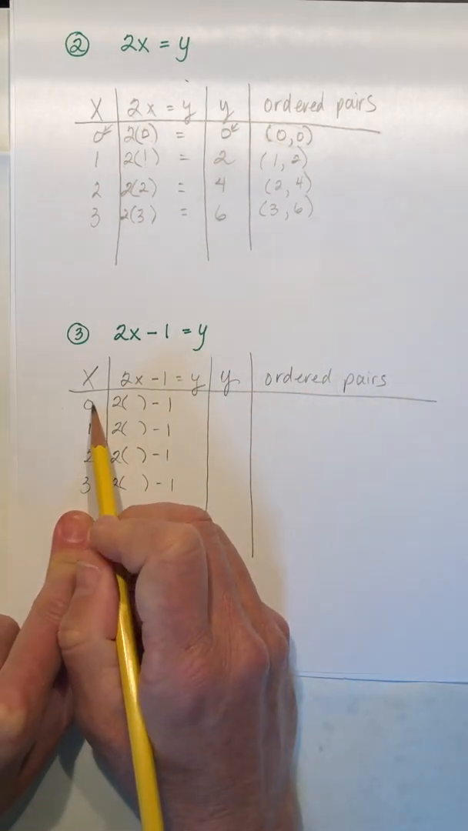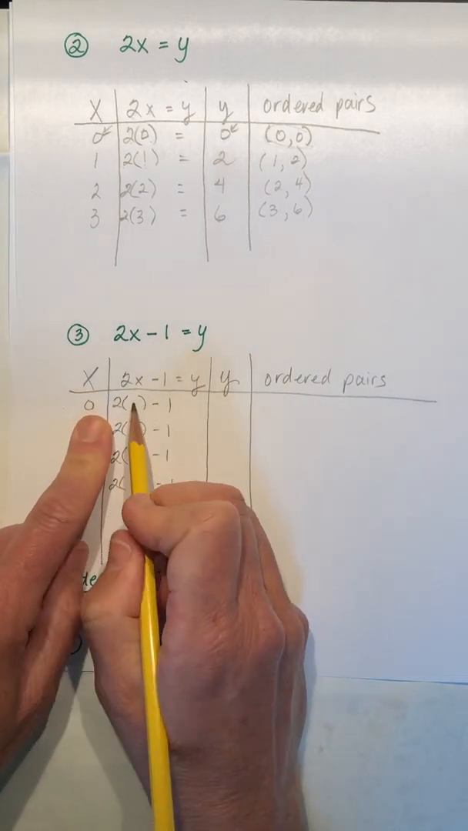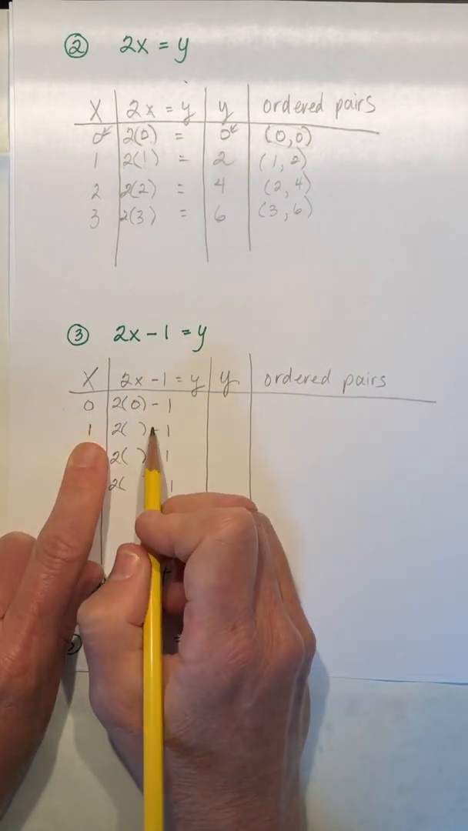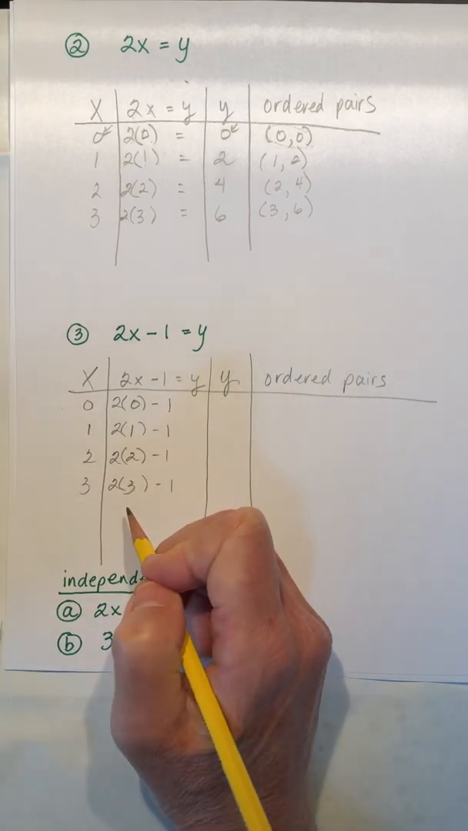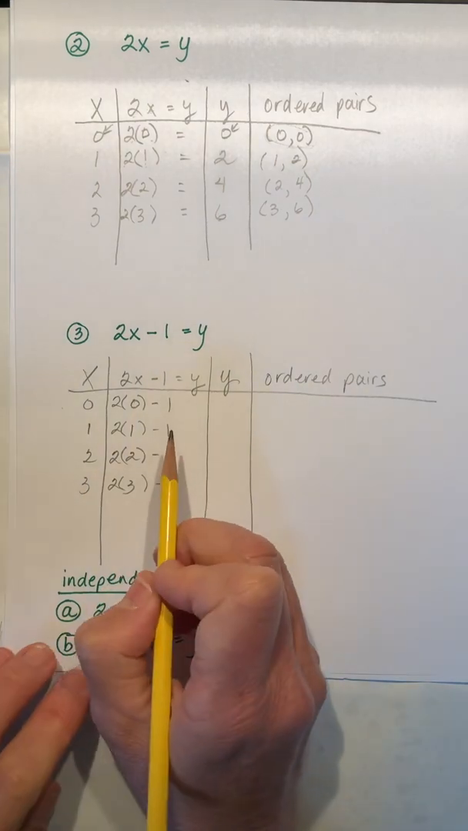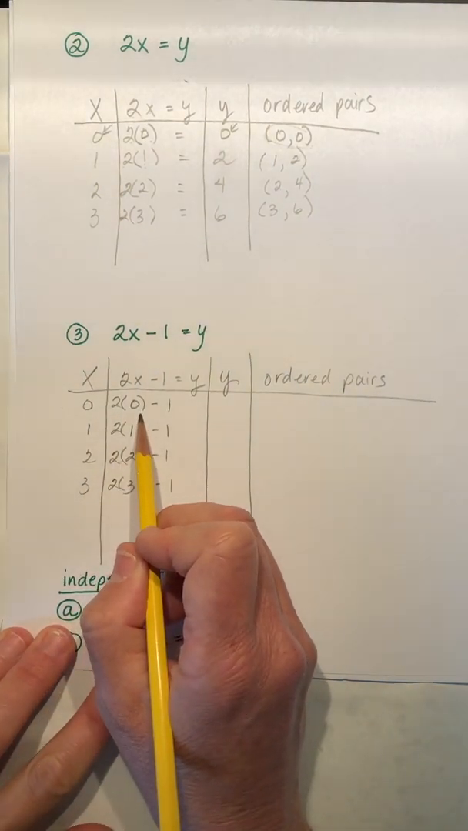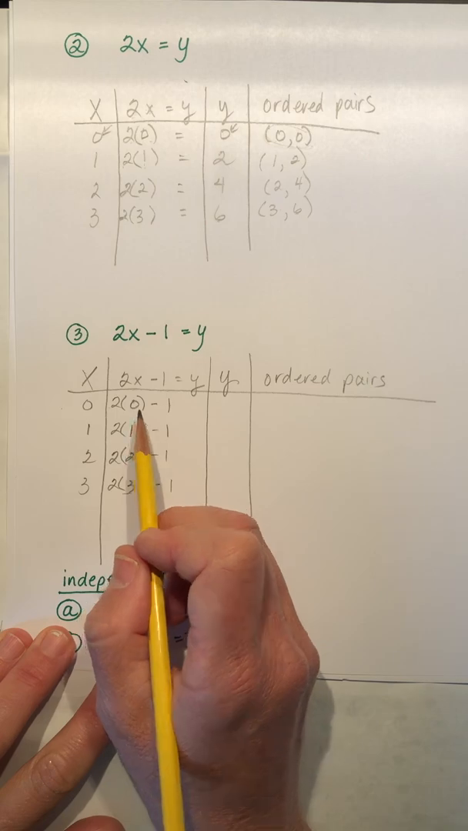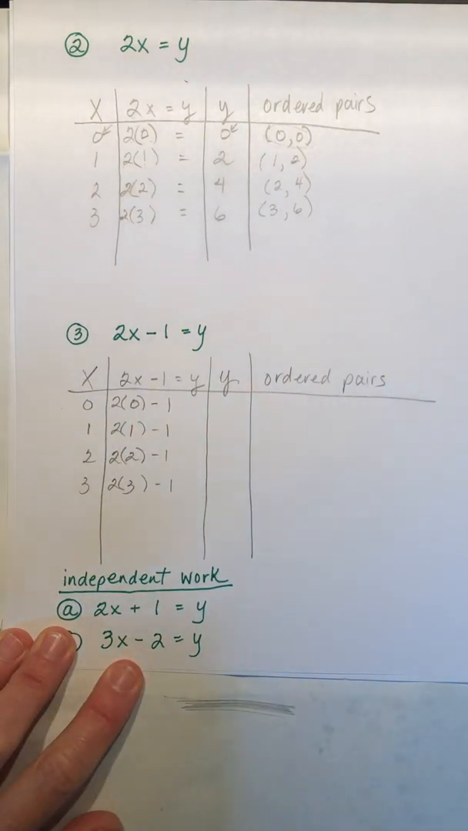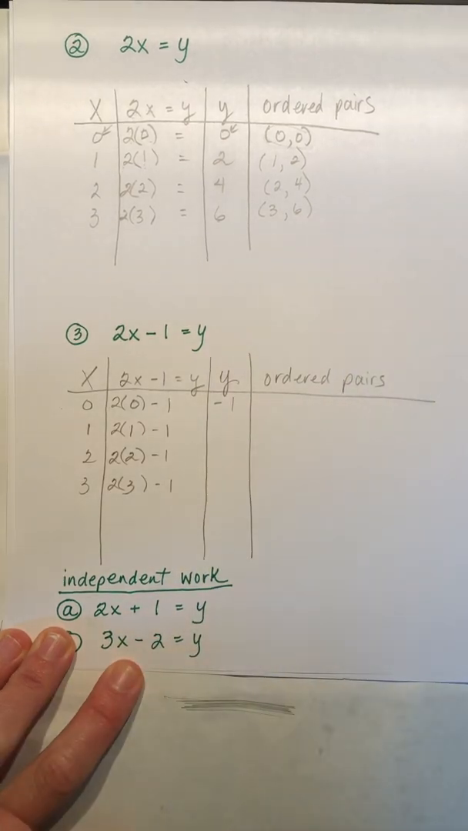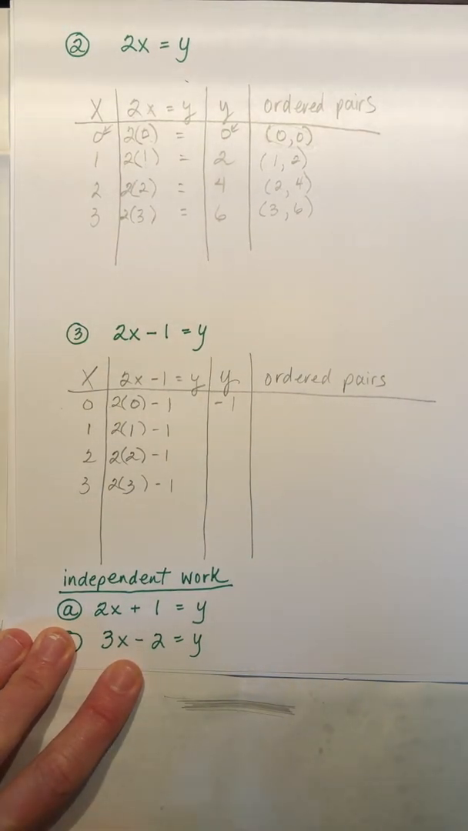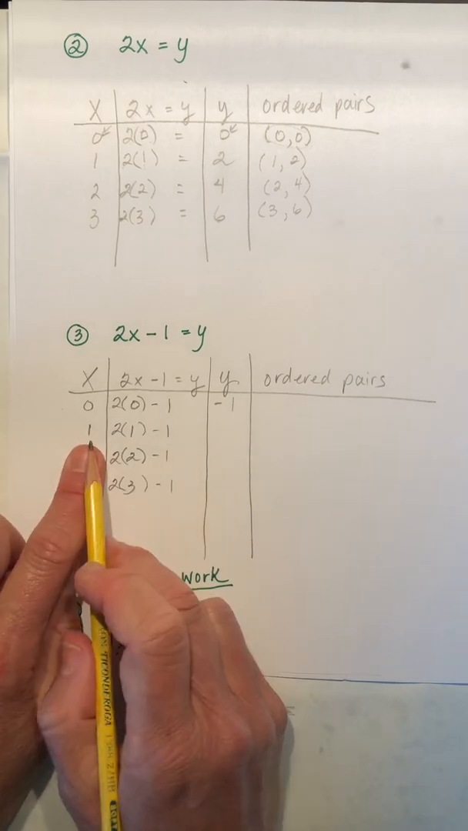Now I'm ready to substitute those x values in. So I'll be trying an x value of 0, I'll be trying an x value of 1, 2, and 3. All right, here we go. 2 times 0. Remember, that's not 2, kids. Anything times 0 is 0. Minus 1, negative 1. And if you want to use a calculator to help you with these negative numbers, be my guest. Okay, let's try our x value of 1 now.